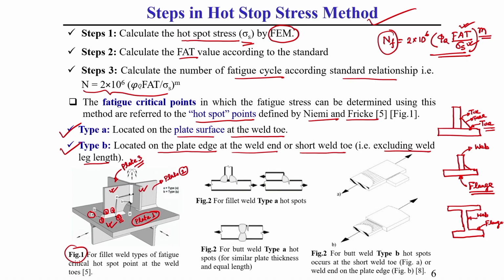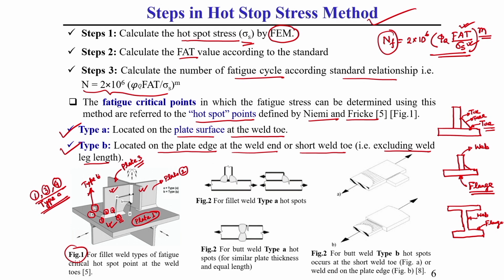So here you see points 1, 3, 4, these are all located on the plate surface toe. These are all called type A. So you can say here 1, 3, 4 are all called type A, because this you need to know very clearly. What is type B? Type B, you see, is point 2, you can see this is type B.